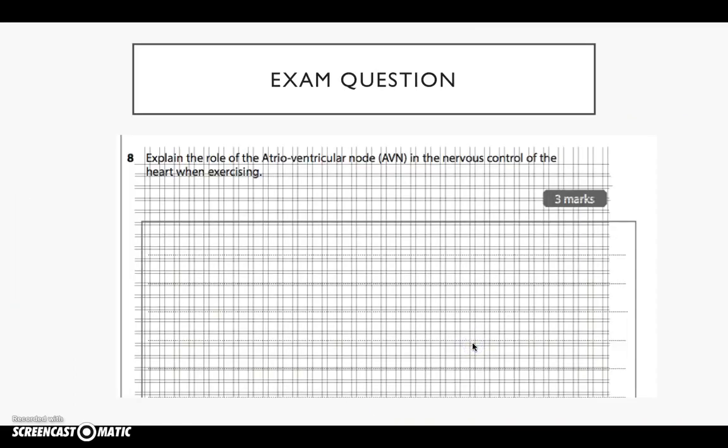So here's a typical exam question. Explain the role of the atrioventricular node in the nervous control of the heart when exercising. Well, the role of the AV node would be to slow down the impulse from the SA node by 0.1 seconds to allow the atrial walls to finish contracting, so all blood is entering the ventricle, and that is it.